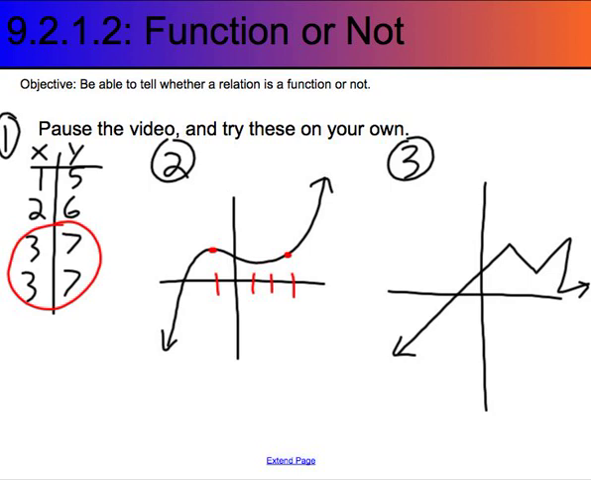There could be 0 options. That's completely okay with a function. Like for number 1, if I said, what's the output when the input is 4? Well, there's nothing listed in the table for an input of 4, so you wouldn't know what to say. And that's okay for a function. It's okay to say, no, I don't know. It's not okay to have 2 different answers.